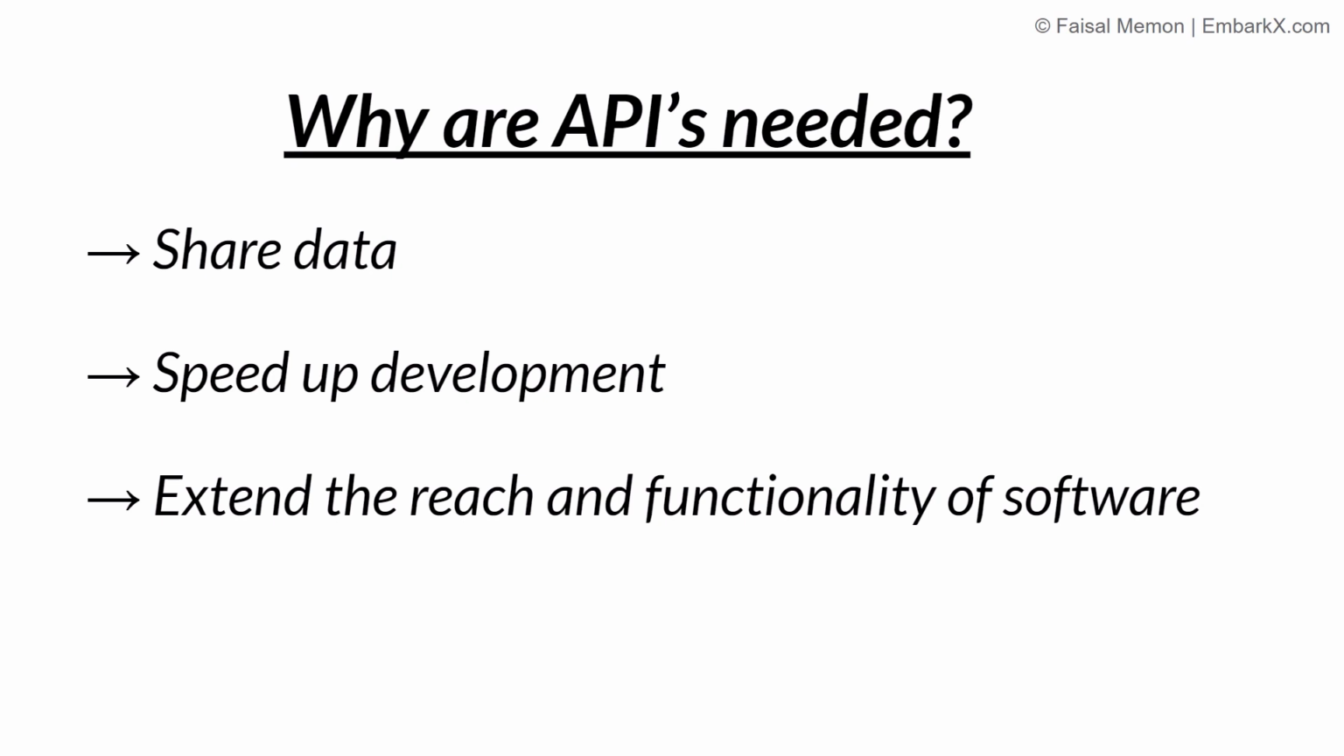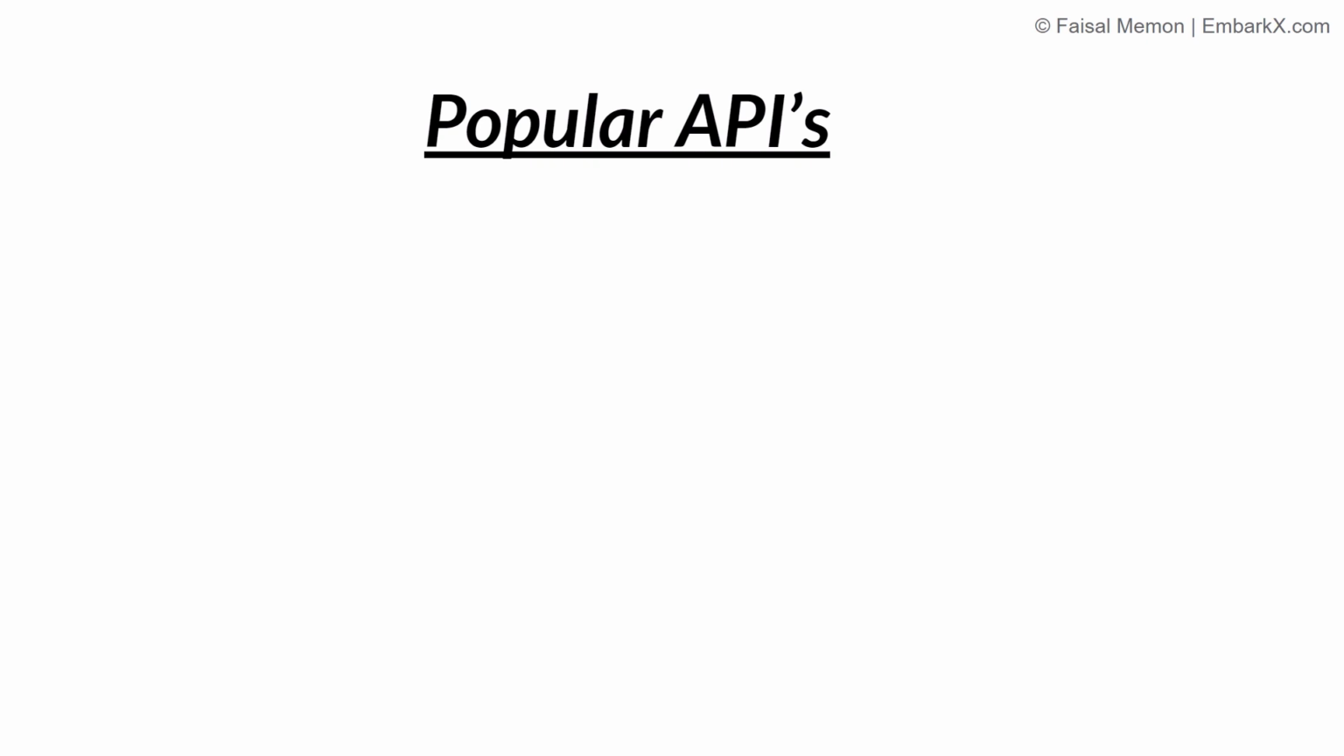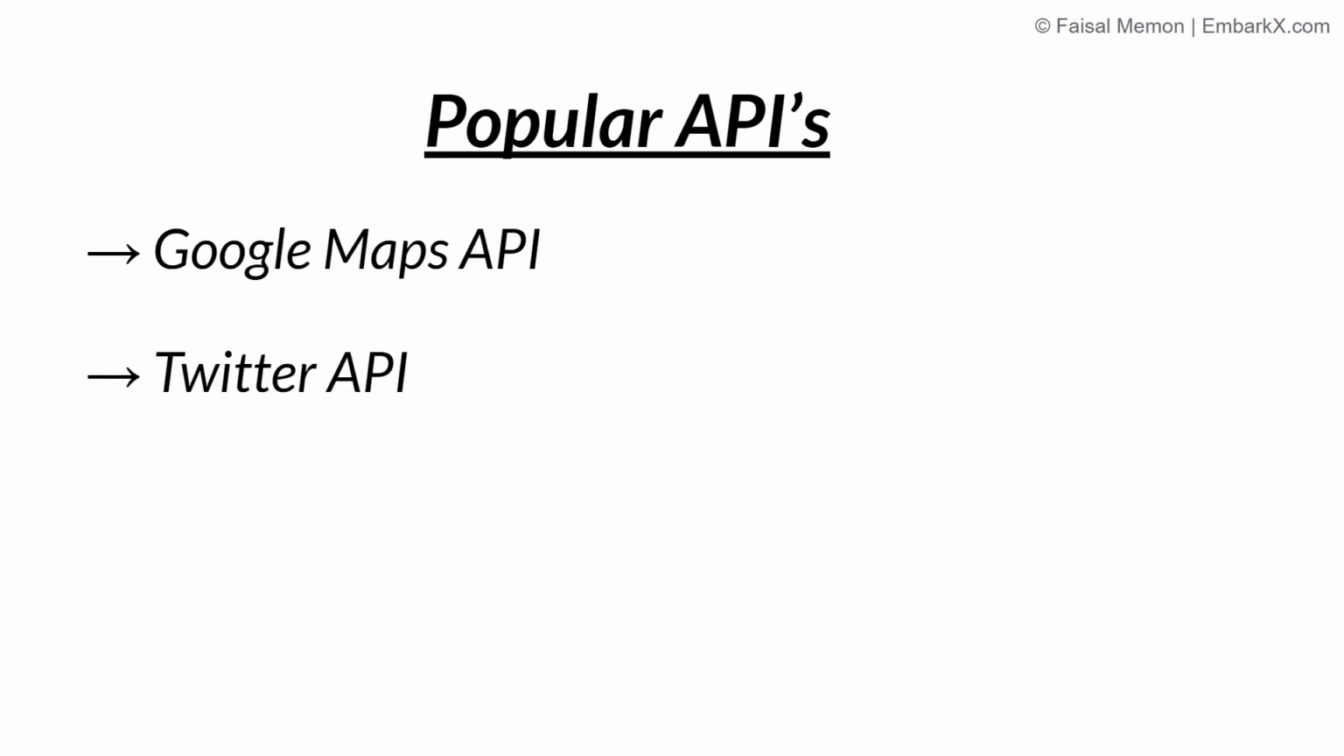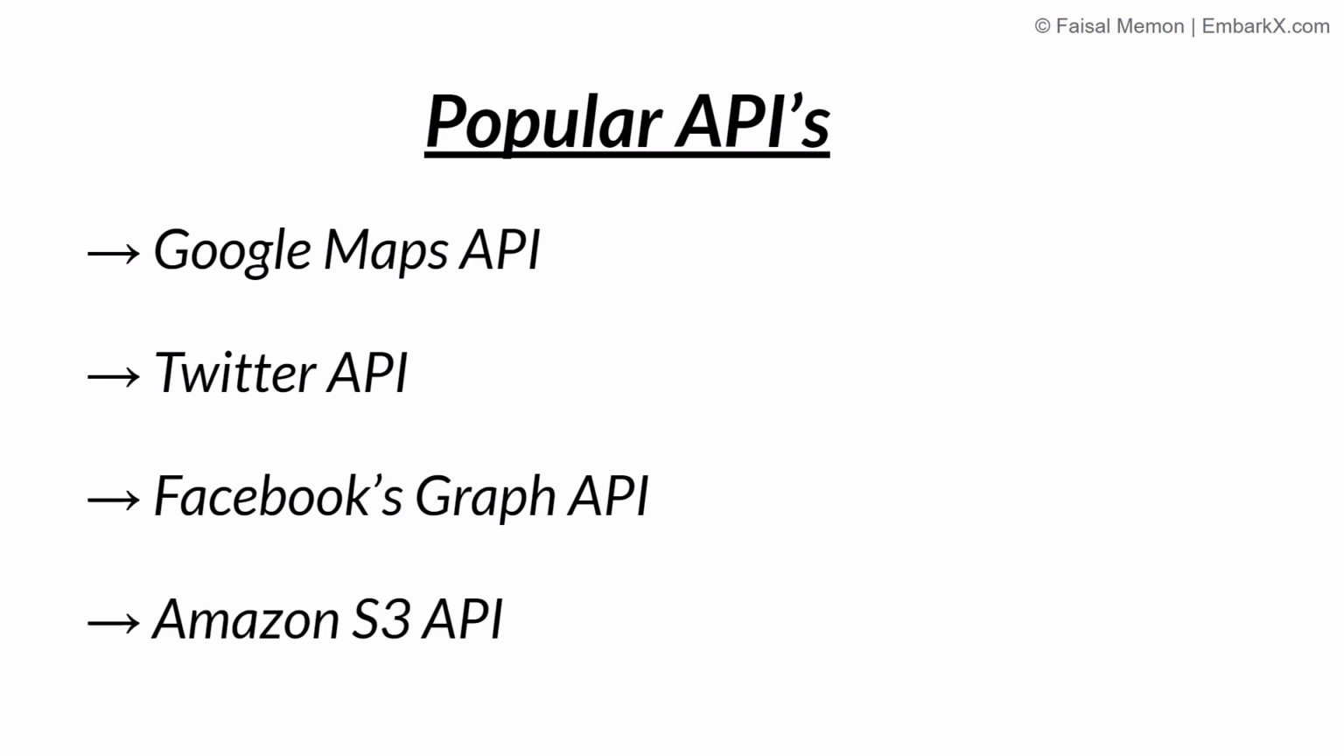So let me give you some examples of some of the popular APIs that exist. The number one API would be Google Maps API. This is quite popular. Twitter API. Then we have Facebook's Graph API. And Amazon S3 also has an API.